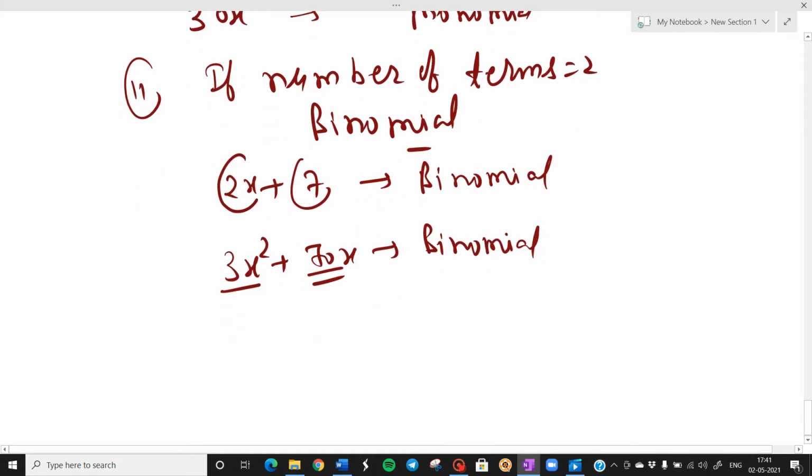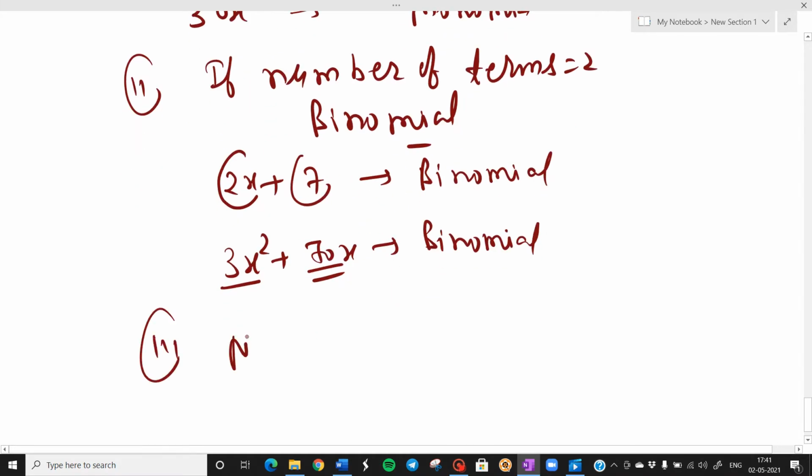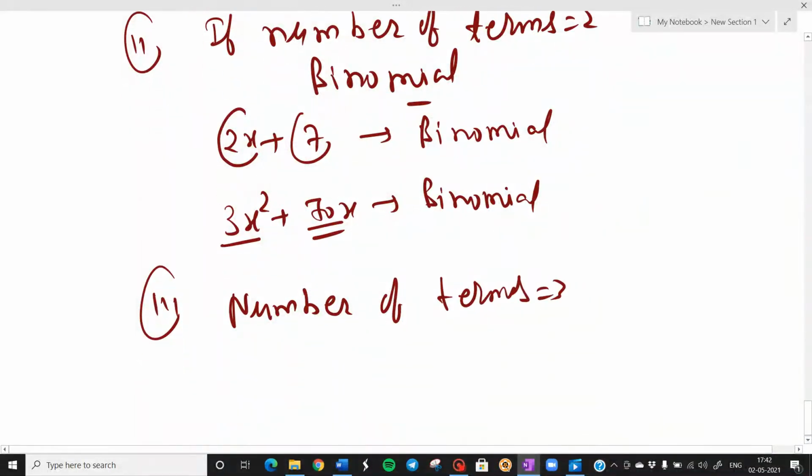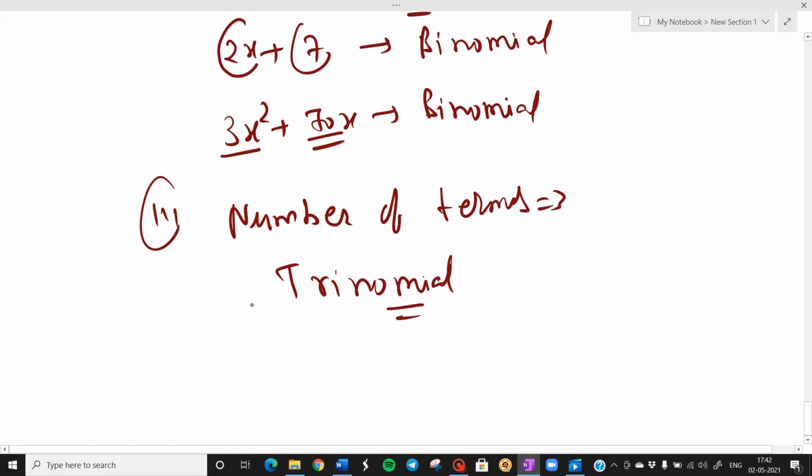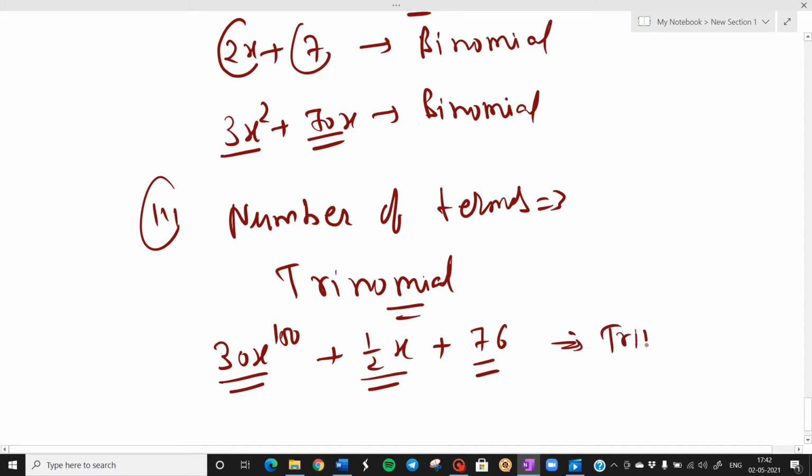Now we come to number of terms. If number of terms is 3, that is said to be trinomial, you already have done in 9th class. Yes, some examples of trinomials are 30x power 100, 1 by 2x plus 76. One term 30x power 100, second term 1 by 2x, third term is 76. So this is three terms. So this is trinomial.